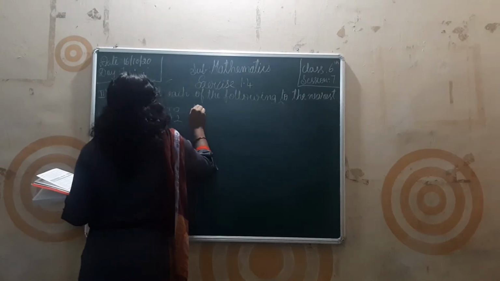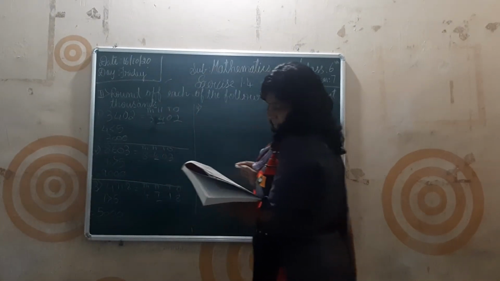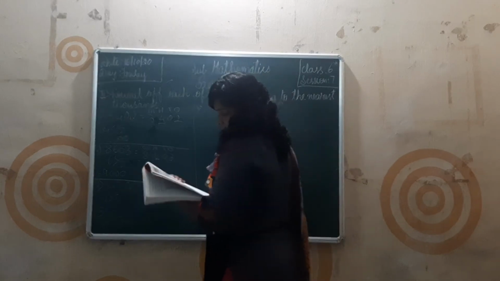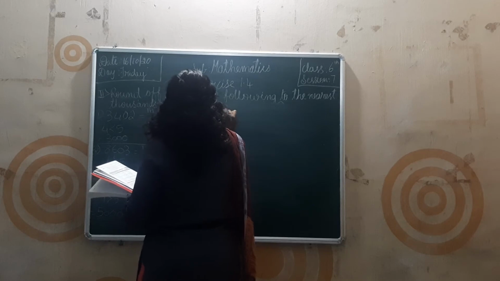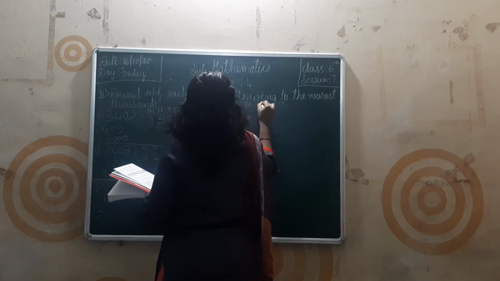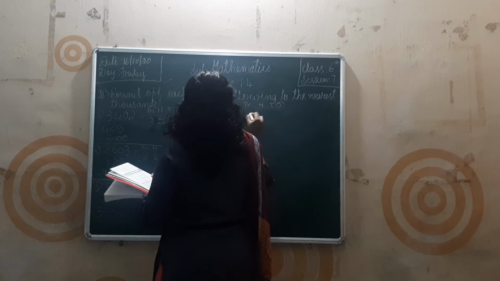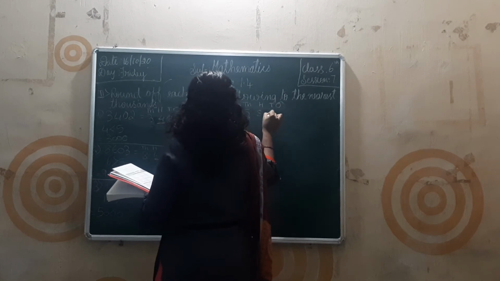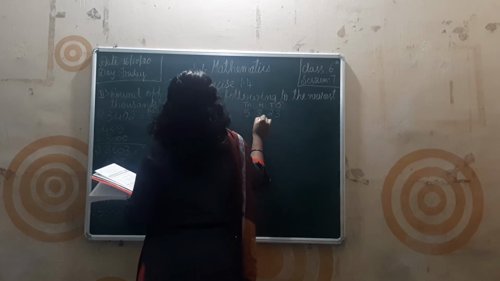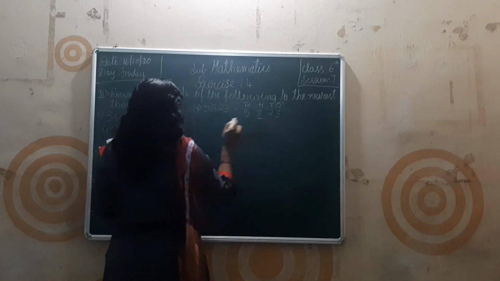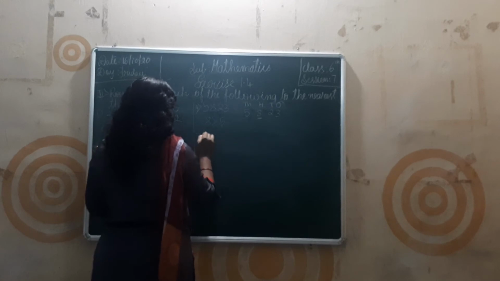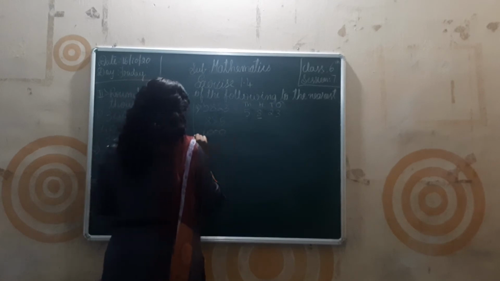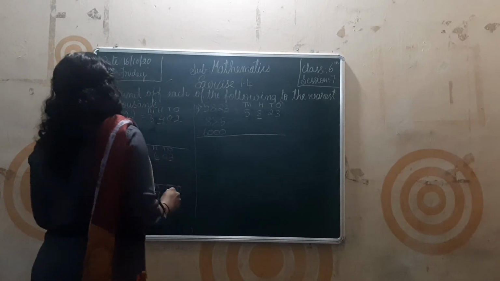Next, fourth one. What is the fourth one? 5823, thousands, hundreds, tens, ones. We have to consider the hundreds place, that is 8. 8 is greater than 5, so we go forward, and it will become 6000.